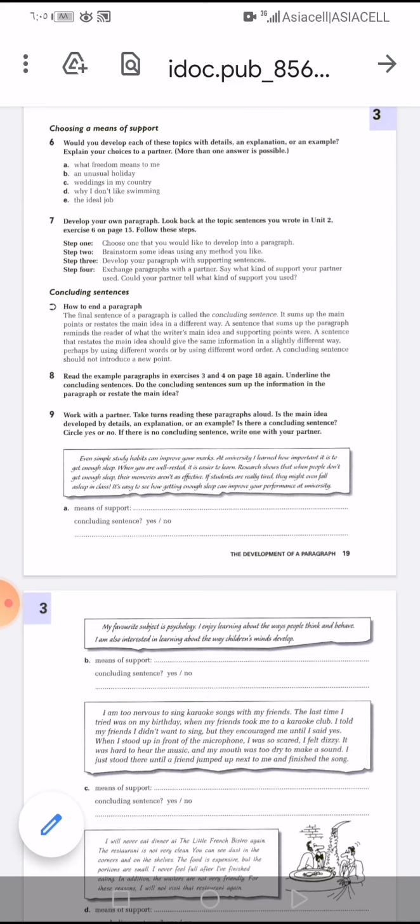Number 4, change paragraphs with a partner. So you have to make an exchange. تتبادل الباراجراف مع زميلك. What kind of support your partner used, and so forth.